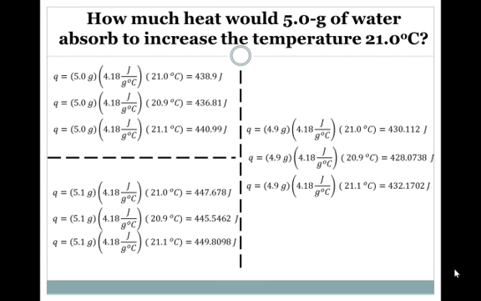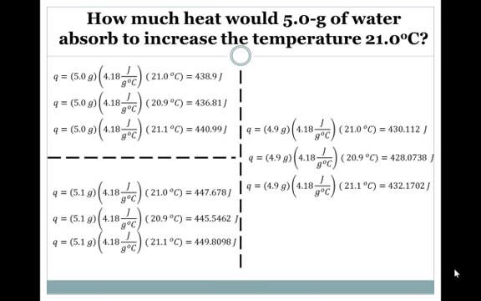Significant figures provide some different rules for science than what you are introduced to in your math class. The key to using significant figures is to be sure that you maintain the same level of precision throughout the calculation. In mathematics, you keep all the numbers from your results, while in science work, you frequently round based on the measurements involved. Let's take a look at our example here. How much heat would 5.0 grams of water absorb to increase the temperature 21.0 degrees Celsius?